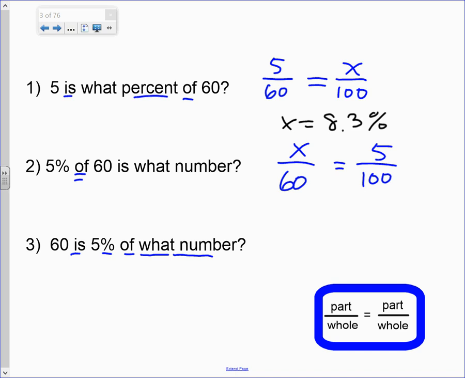6 times 5? What is 6 times 5? 30. Yep, 300. You're right, 300. 300 equals 100x. Cross multiplied, right? How do you get x by itself, Rocha? You get x alone.